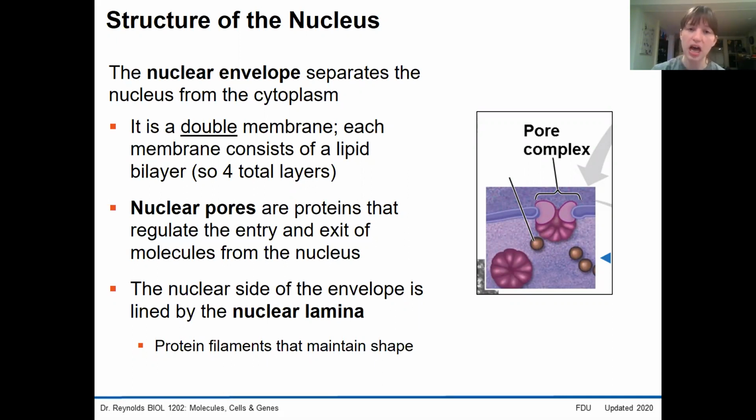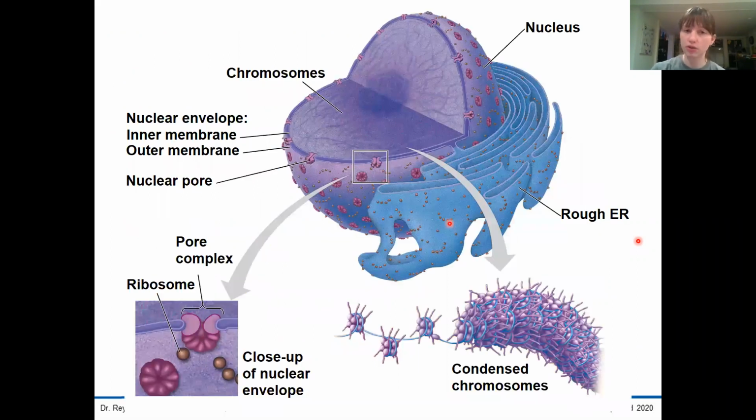Each one of these lines represents a bilayer, and so where these fold around near the pores is what actually creates the double bilayer. Underneath of that nuclear envelope is another layer of protein called a nuclear lamina. And this nuclear lamina is built of protein filaments that maintain that really critical shape of the nucleus. And it's why anytime you're looking at a nucleus through microscopic images, it's going to look like a really pretty perfect circle.